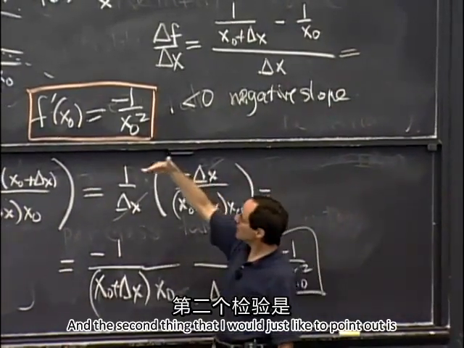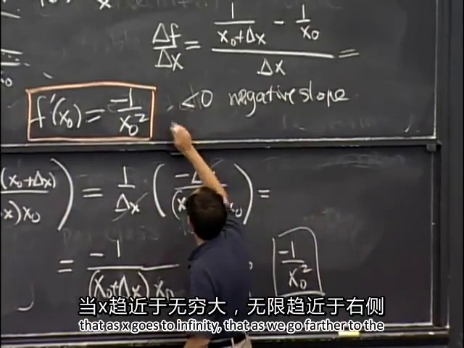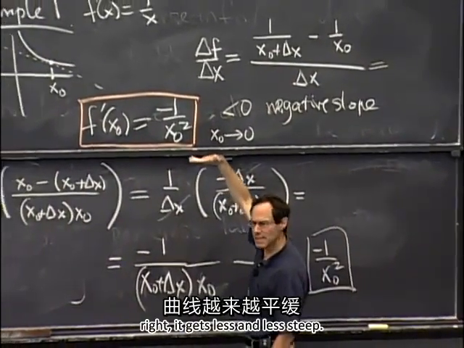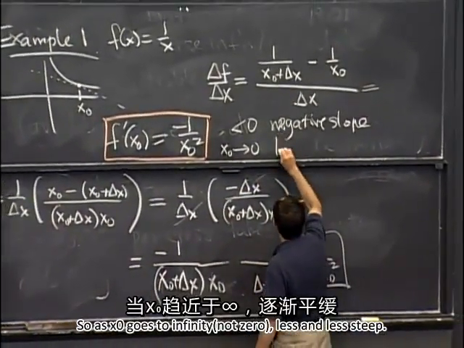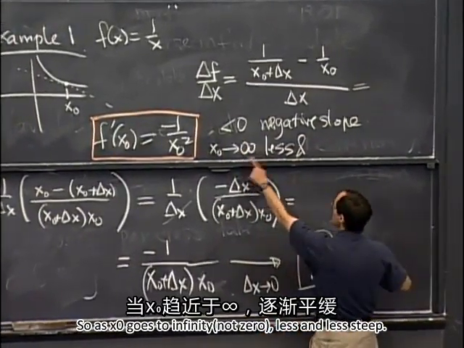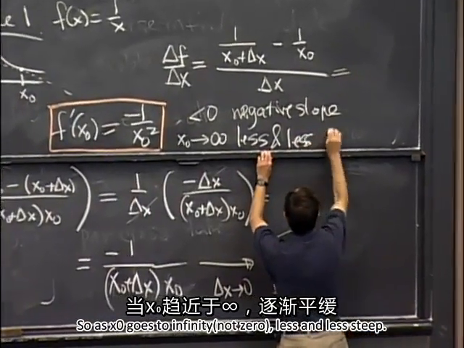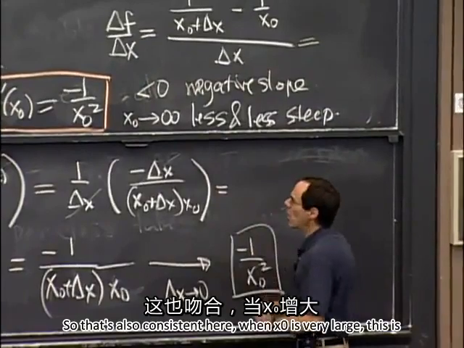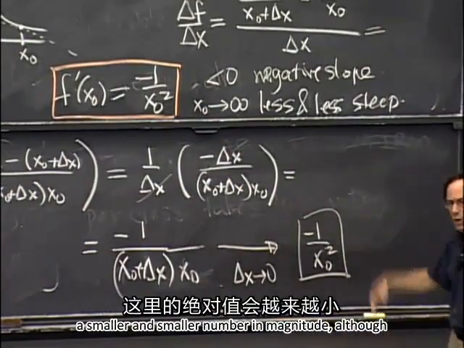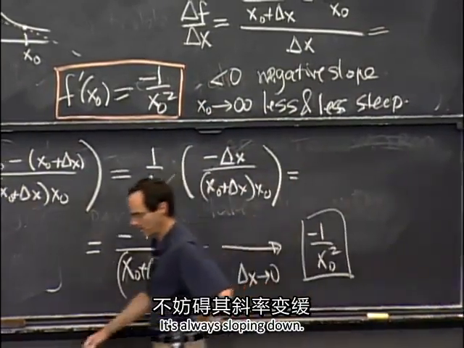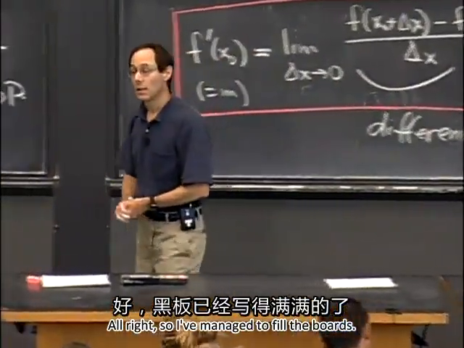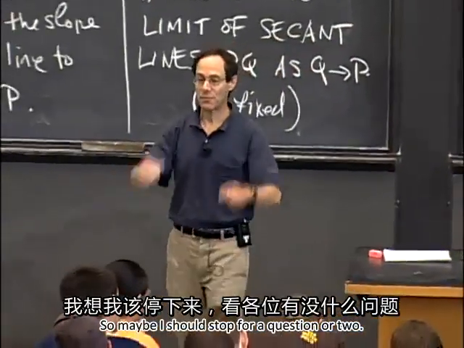And the second thing that I would just like to point out is that as x goes to infinity, that is, as we go farther to the right, it gets less and less steep. Whoops, as x0 goes to infinity, not 0. As x0 goes to infinity, less and less steep. So that's also consistent here. When x0 is very large, this is a smaller and smaller number in magnitude, although it's always negative. It's always sloping down. All right. So I've managed to fill the boards, so maybe I should stop for a question or two.